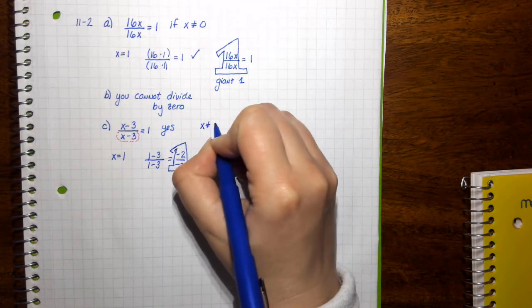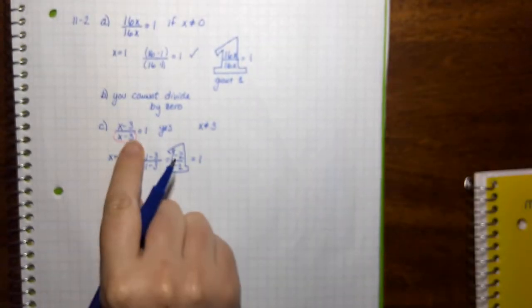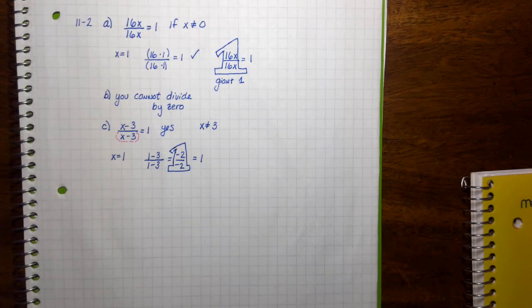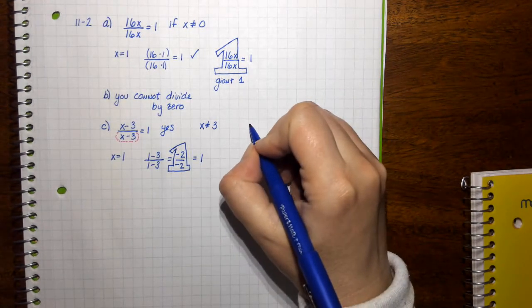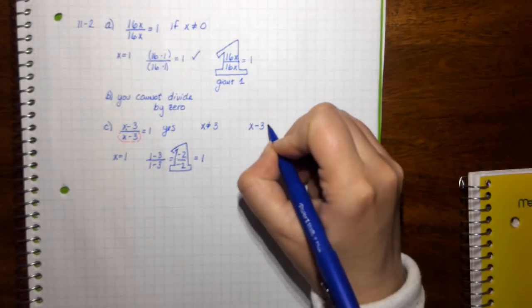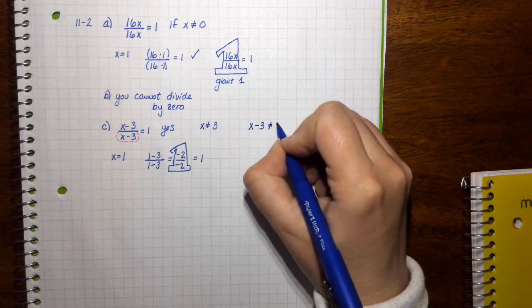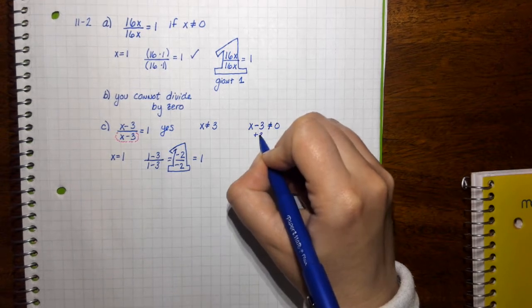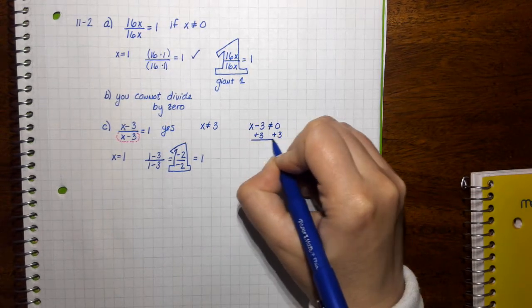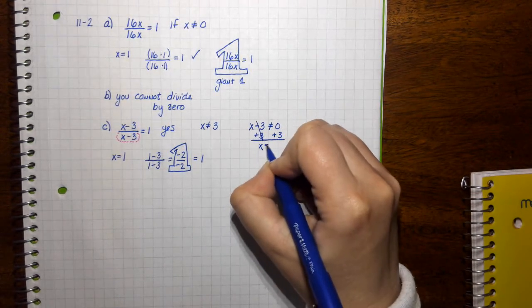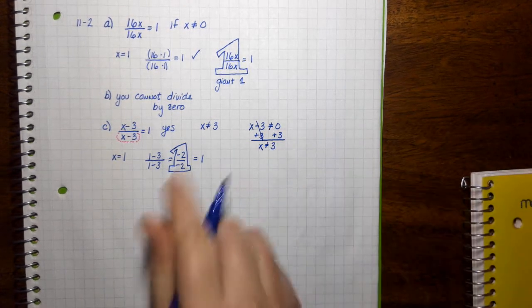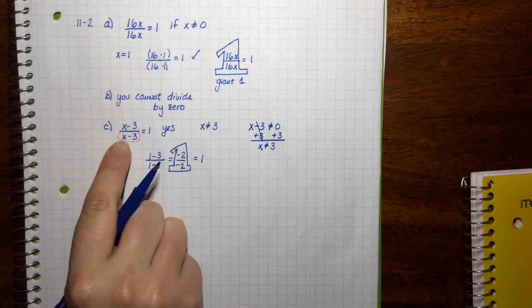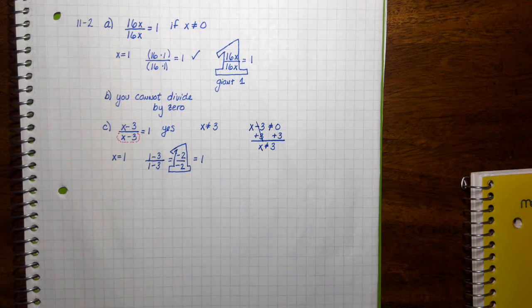x cannot equal 3. Sometimes you have complicated things in the bottom and you can't tell what they would be. So off to the side, what you want to do is some extra work. x minus 3 cannot equal 0. Add 3 to both sides. x cannot equal 3. A lot of times though you can just eyeball it and say, okay, 3 minus 3 would be 0.